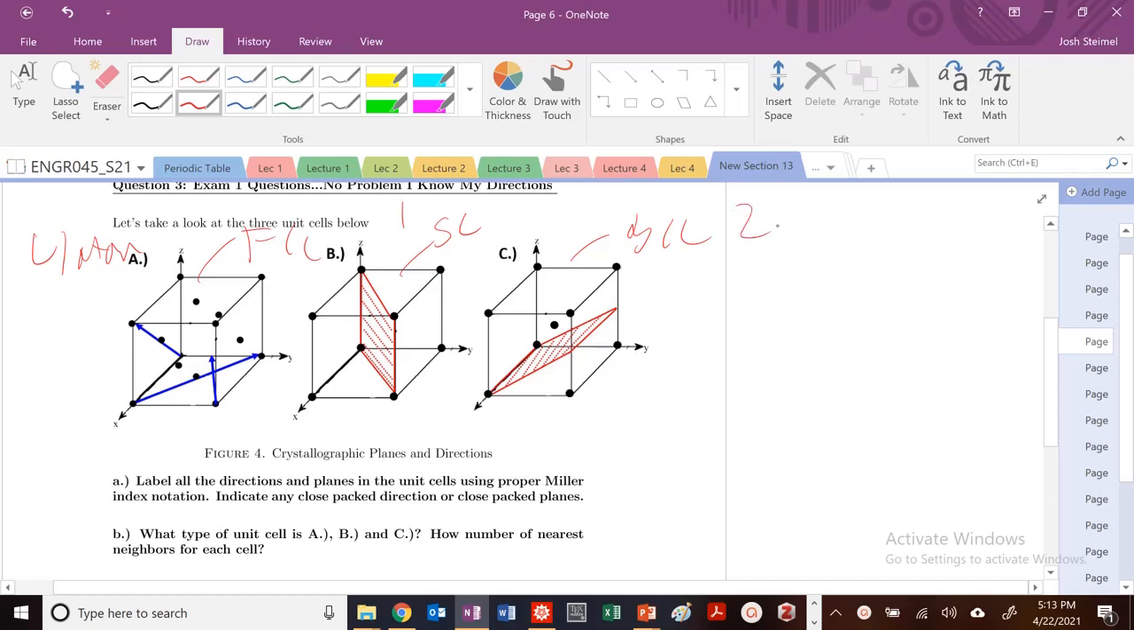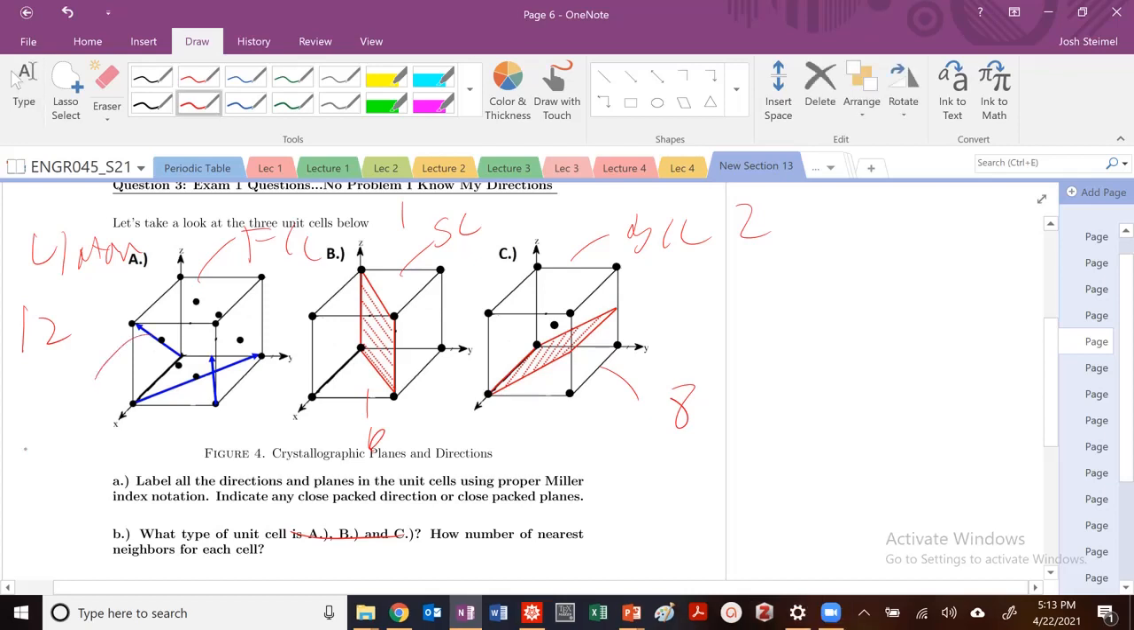So we need to label directions, what type of unit cell, so we've nailed that, and number of nearest neighbors for each. So we also know it's four atoms, and this is going to have 12 nearest neighbors, this is going to have 8 nearest neighbors, this is going to have 6 nearest neighbors. So let's go ahead and figure out these directions.